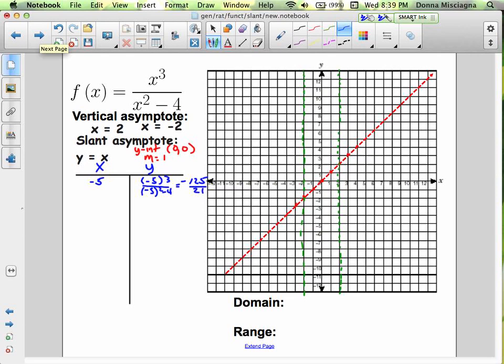Just 1/21 less than 6. Because if that had been negative 126, then that would have actually been 6. So we're very close to 6.